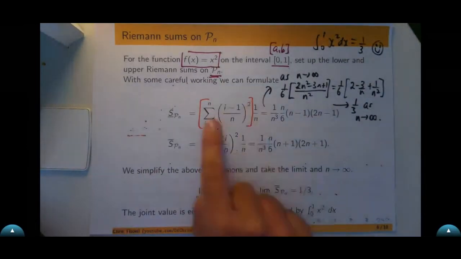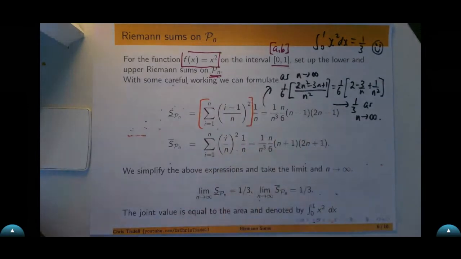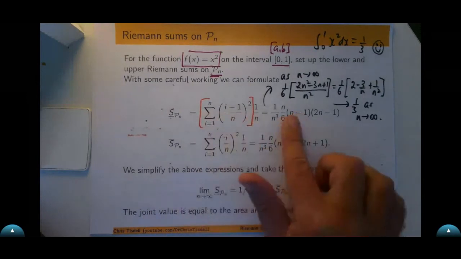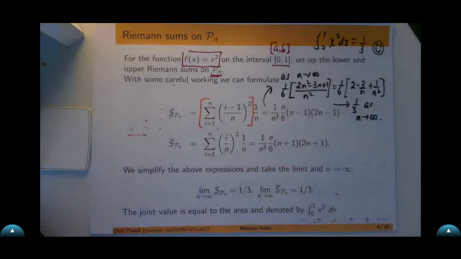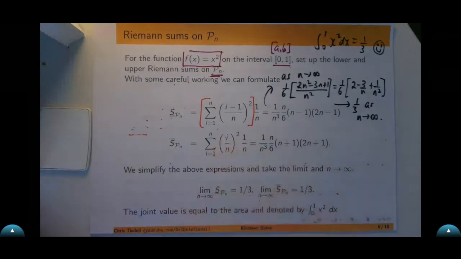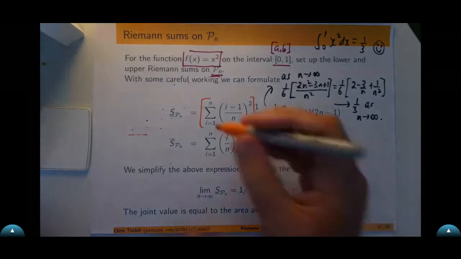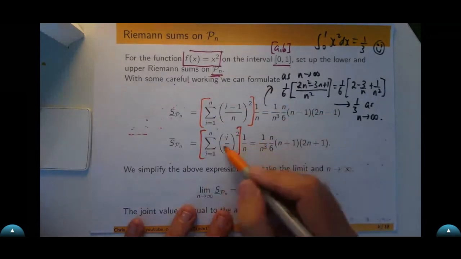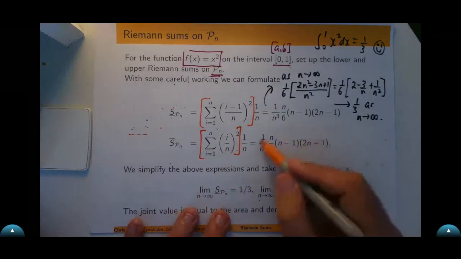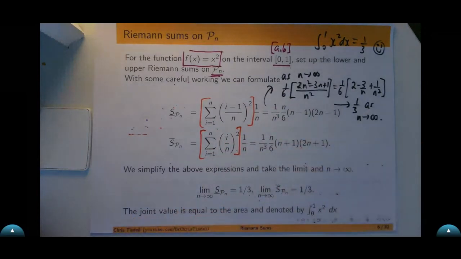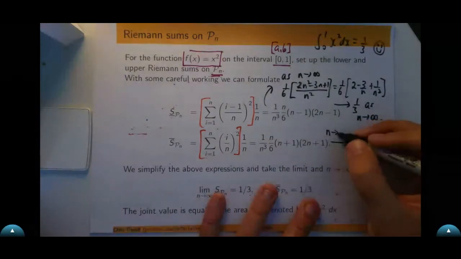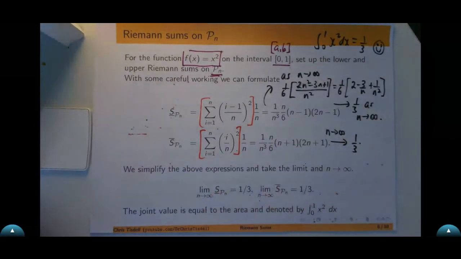Okay, so with all this work, which is not very efficient, this is what people used to do back in the day. They would work out these sums, simplify them, and take the limit. And then for the upper Riemann sums, that's pretty much the same as we were doing before. That's the width of your base. That's the sum of the heights of the rectangles. That simplifies to this, and this also goes to 1/3 as n approaches infinity.